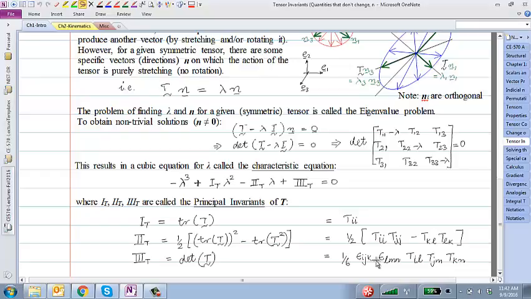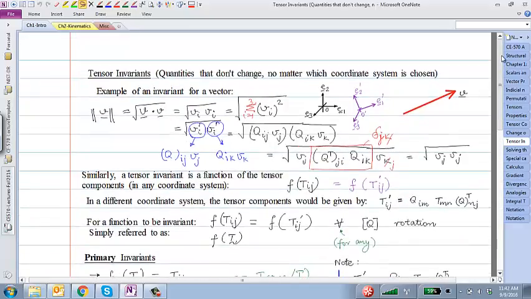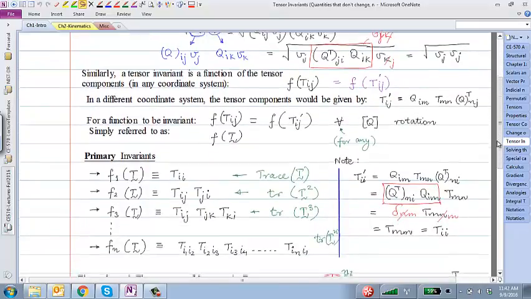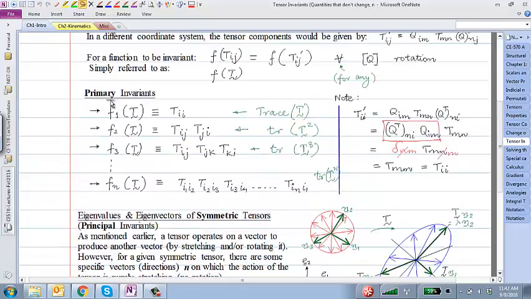Okay. All right. So with that, we'll jump back to where we were last time. We were talking about these tensor invariants. Two types of invariants. One was the primary invariant, which was very formulaically easy to set up. You just take the tensor and repeat the indices. T_ii, for example, is the first primary invariant.